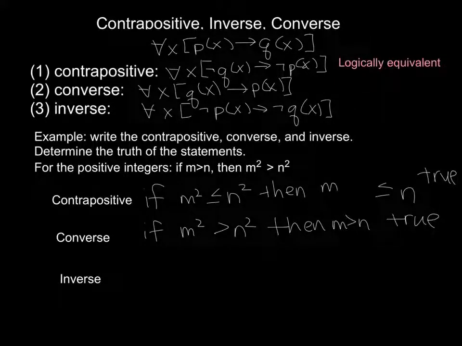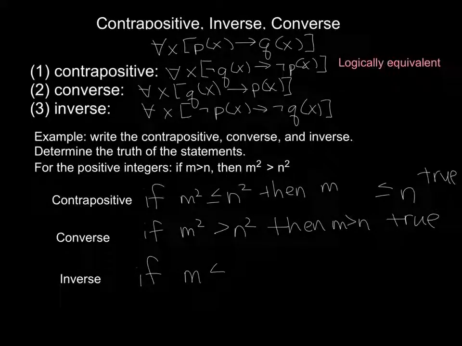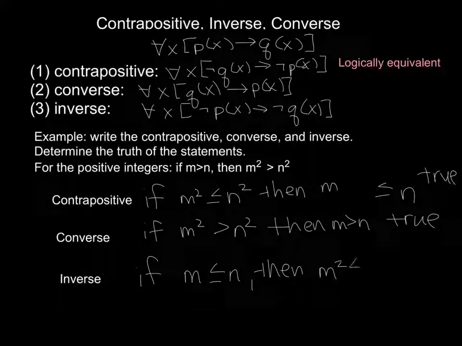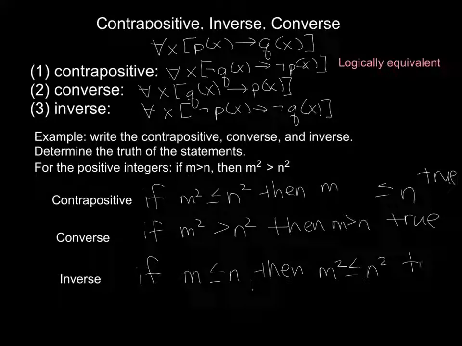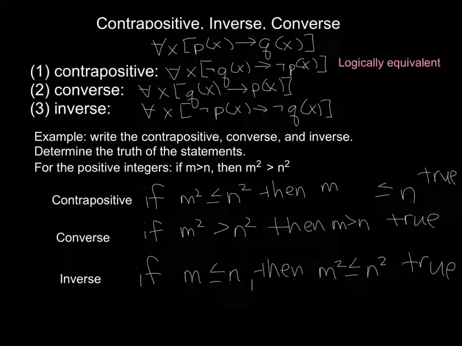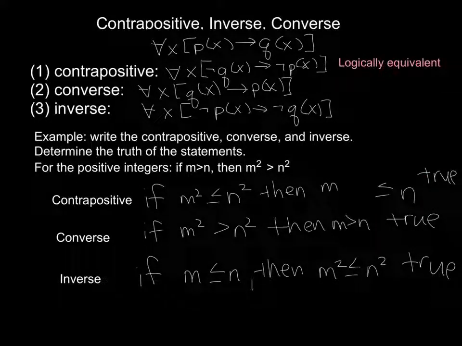Last, we have our inverse, where we want the negation of the assumption implies the negation of the conclusion. So we're going to negate the assumption. So if m is less than or equal to n, then, and we're going to negate our conclusion, m squared is less than or equal to n squared. And again, we know this is true from arithmetic. And just a reminder, we are talking about the positive integers, which is why these are all true.